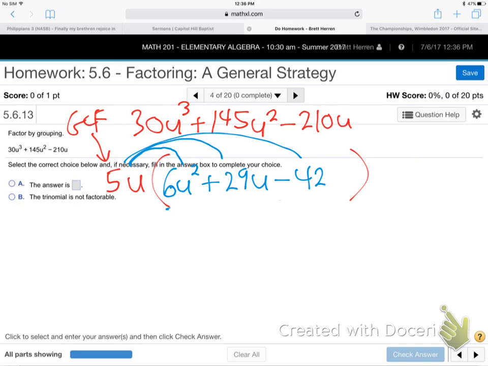So now what do we do for three terms? FOIL. So now focus on FOIL here, right? The 5u in the front will stay there. That'll be part of the final answer. But now we got to focus on the front. Let me move this up a little bit.